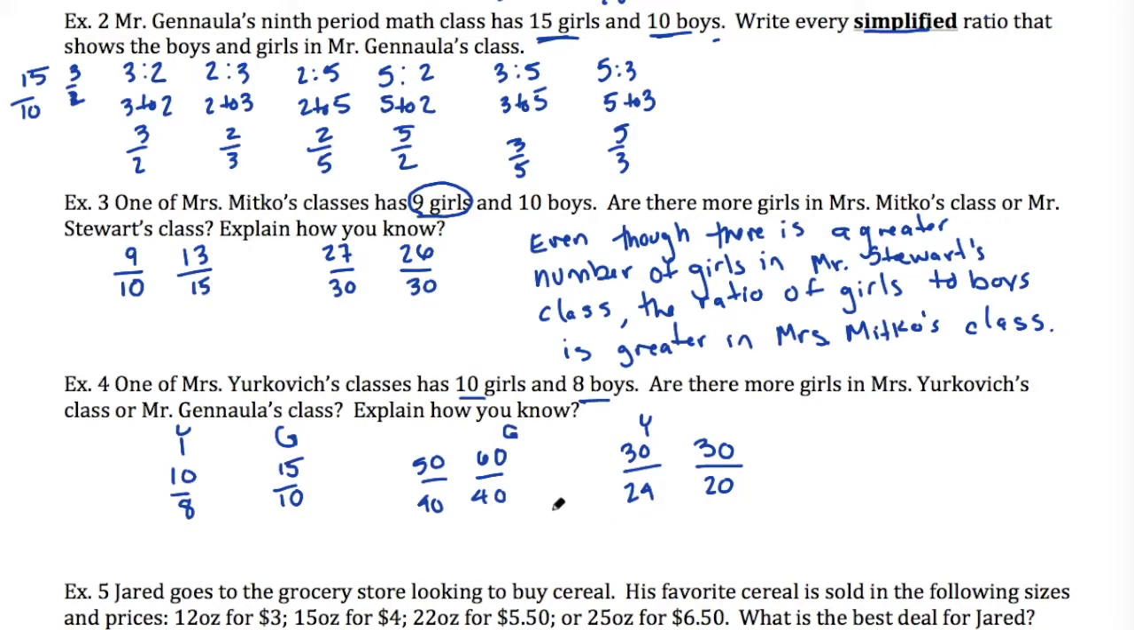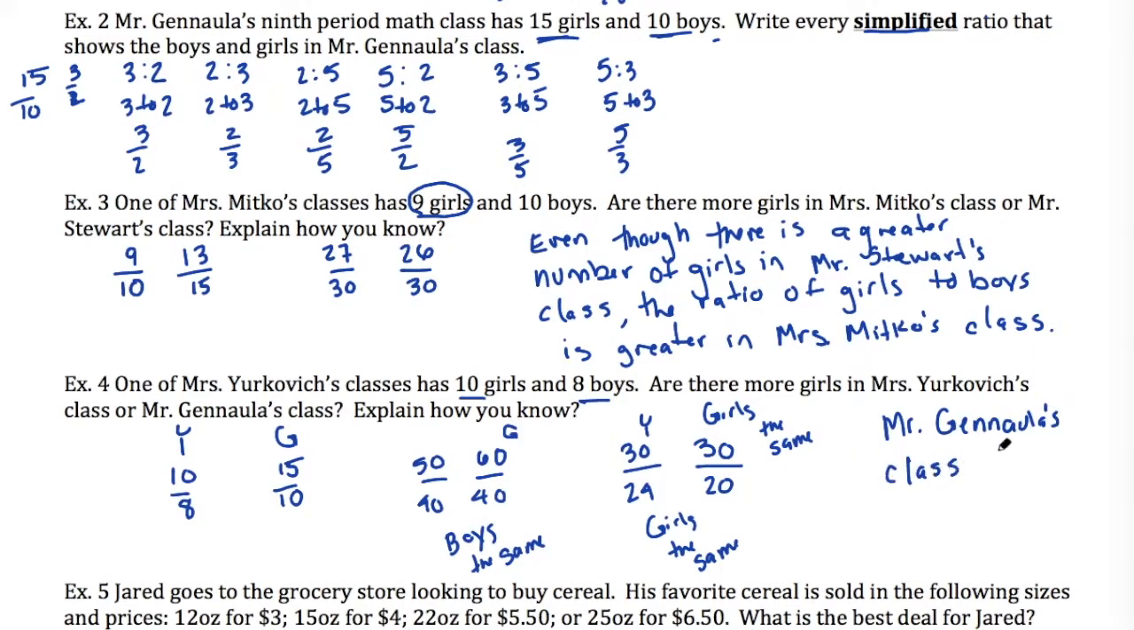So either way, these look different. In this case, we made the boys the same, and here we made the girls the same. And both of those can lead us to concluding that Mr. Janala's class has the higher ratio of girls.